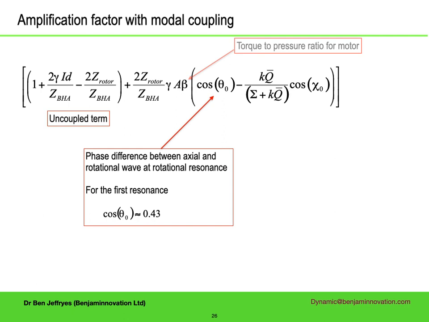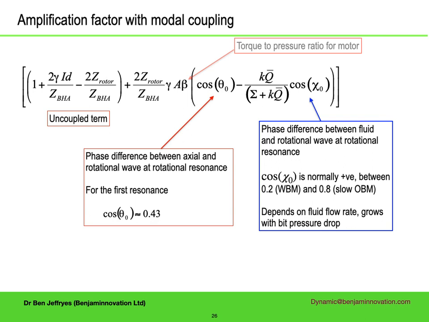If the system is in the fundamental mode, then this is always going to be about 0.43, assuming everything is steel and there is not too much cross-section variation along the tubulars. Most importantly, 0.43 is positive, so this term is positive and makes the system more resonant.